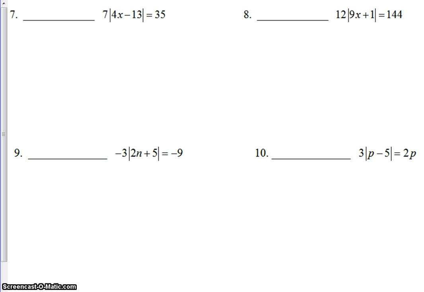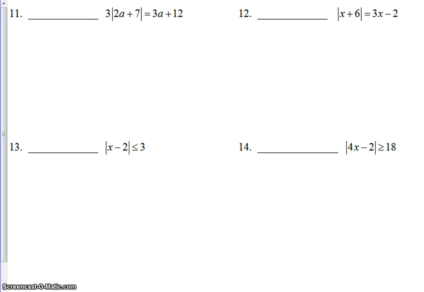All right, let me get one with an inequality. I thought I had some. There's some with an inequality. Let's talk about 11. It's such a good problem. The first thing I'm going to need to do with 11 is divide each and every term by 3. So now I have this, 2a plus 7 equals a plus 4.